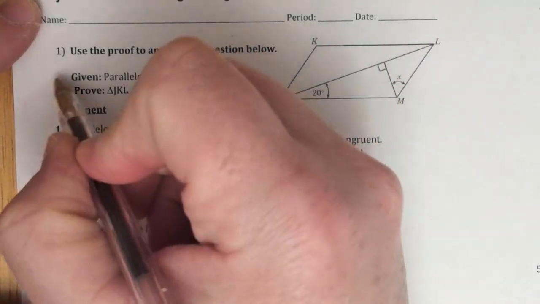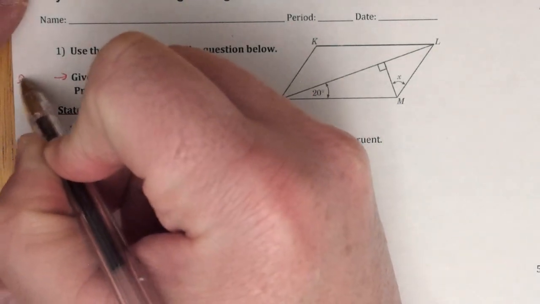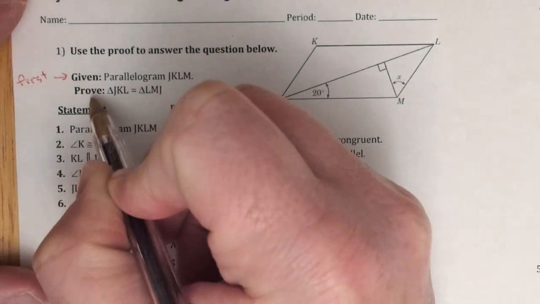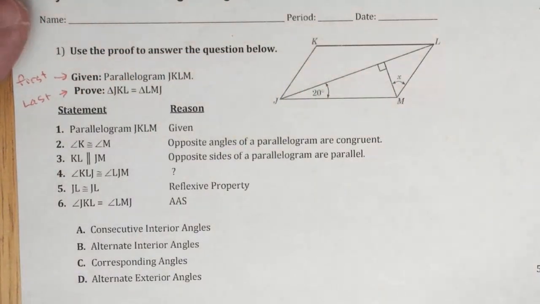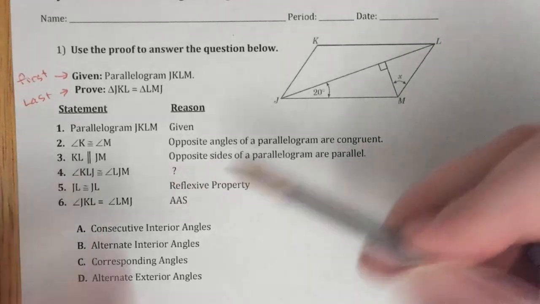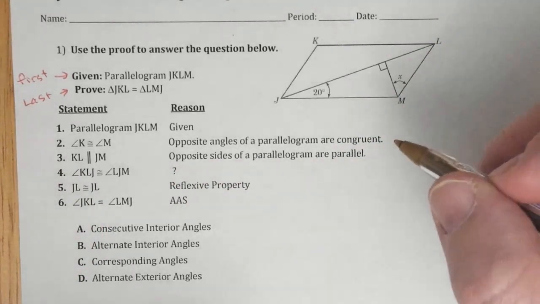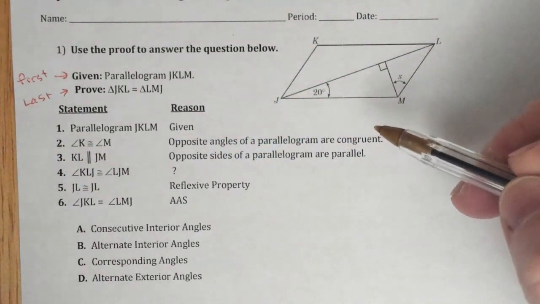All right, so no matter what, the given is always going to be the first things you do. And what you're trying to prove is always the last thing that you're going to do. So that should be very important right there. All right, so they want to know this part right here. So I have no idea what's going on, but the best thing I could do is just label stuff as I go.